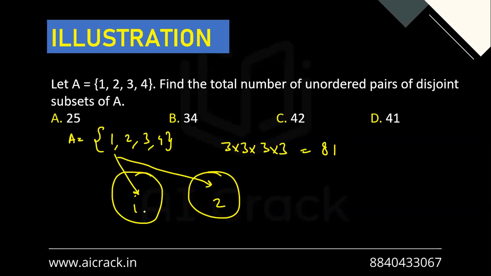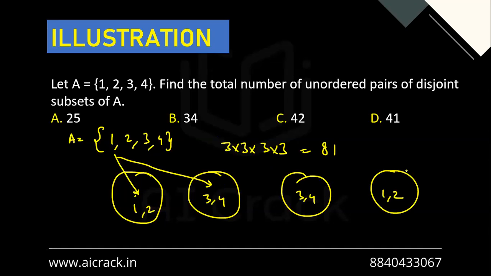Now what is happening? Let's look at one example. Let's say this has 1 and 2 and this has 3 and 4. Another case is where 3 and 4 are over here and 1 and 2 are over here. But we have to find unordered pairs. Now this pair and this pair are the same because we are talking about unordered pairs. So we have to consider them as just 1. But we cannot divide 81 by 2 because that will give us decimal points. So why is that happening? Let's look at another situation.